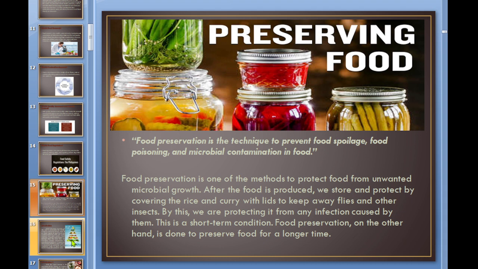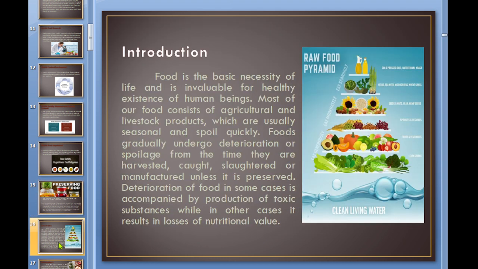Okay. Next is food processing, or the introduction to food preservation. Food is the basic necessity of life and invaluable for the healthy existence of human beings. Most of our food consists of agricultural and livestock products, which are usually seasonal and spoil quickly. Remember, food is a basic need that we require every day. Our sources are on the farm, or it could be in the city, depending. But always remember, our food does not stay good forever.